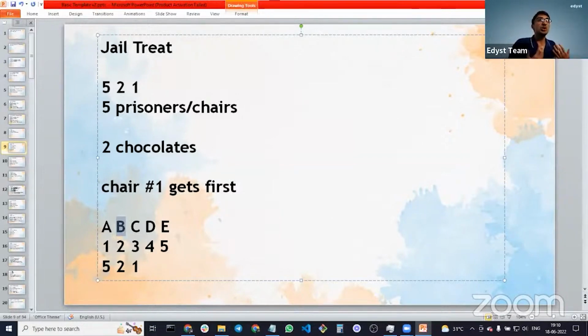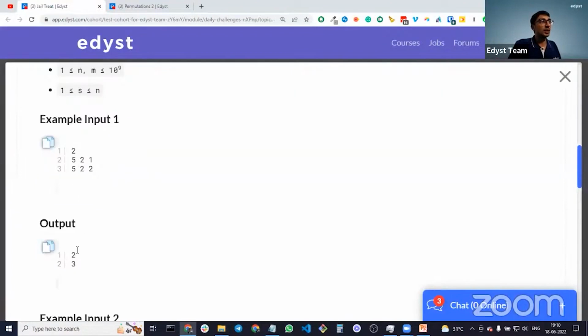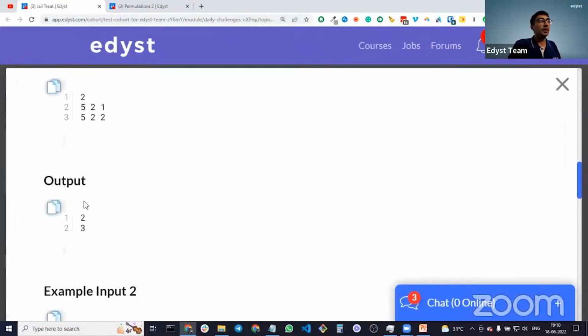Okay. So you just have to basically tell who is the last person to get the chocolate. That's it. Who is the last person, the last index to get the chocolate. Okay. So in this case, the first answer is 2 because you have 2 chocolates, right? And starting from chair number 1. So that means that the second person gets a bad chocolate.